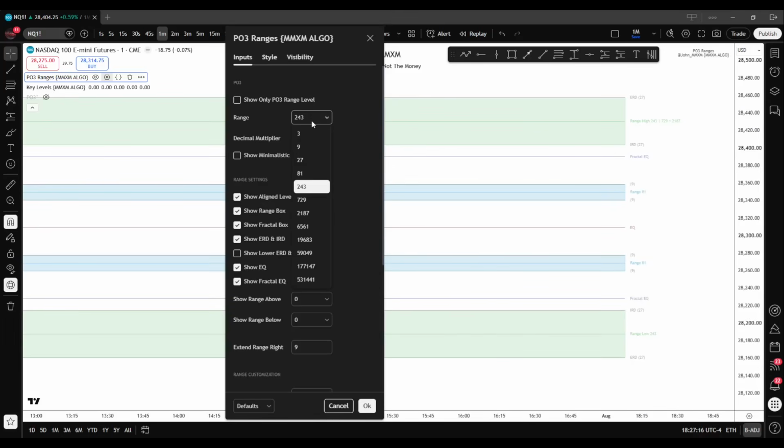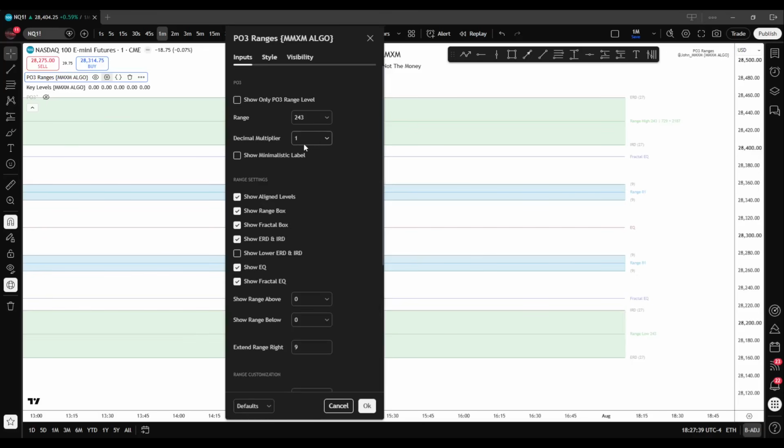Then we have range. There's obviously a lot of ranges you can pick from, but we only use it on the time frame we're going to be trading on. In this case, we are going to be trading the 1 minute or lower, and we're going to be looking to use the 243 or an 81 range. I will go over when to use 243 over 81 and vice versa.